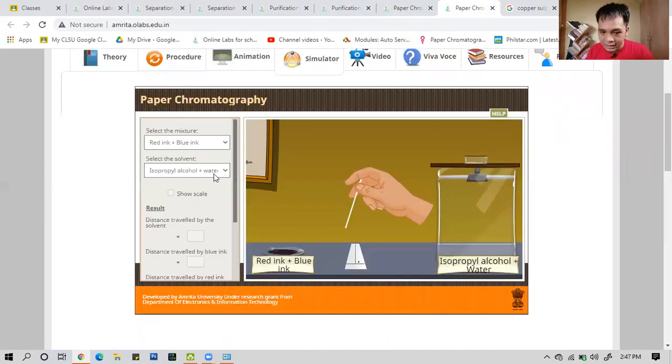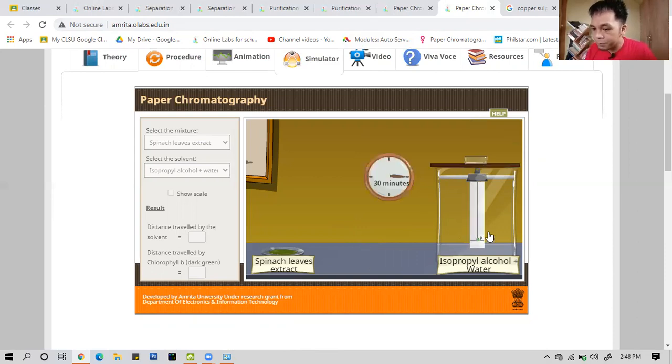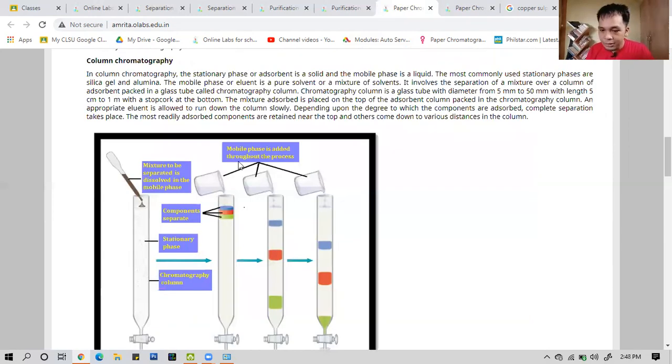Now dito, sa ating spinach, kukuha tayo. Meron siyang mga component dito. So ibig sabihin, ang stationary phase natin dito is the paper, and the mobile phase is the isopropyl alcohol plus water. Through capillary action, guys, aakyat yung isopropyl alcohol at water natin sa solvent front, pero iwan muna natin yan. Ganun mangyayari.